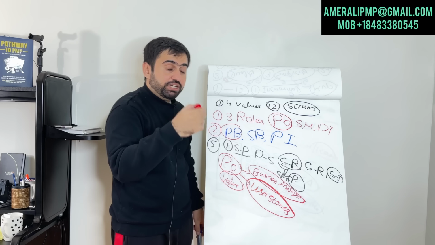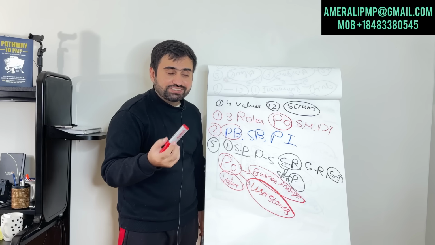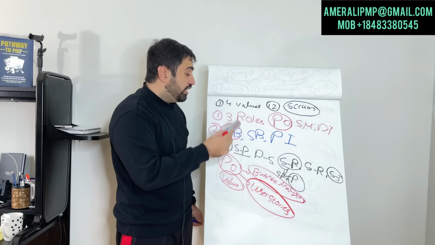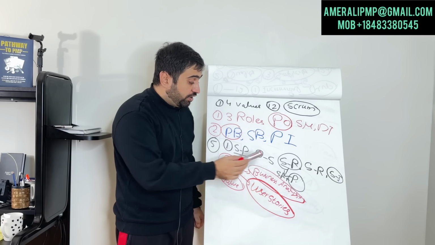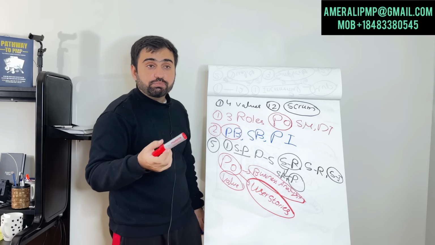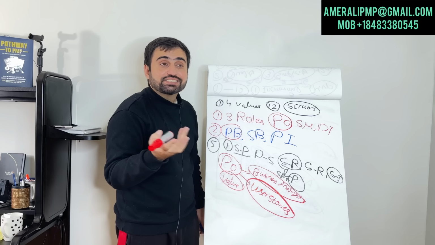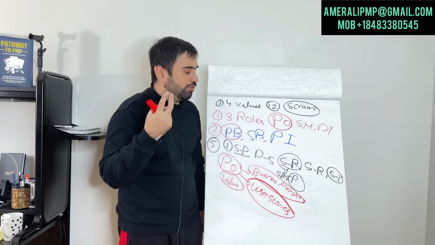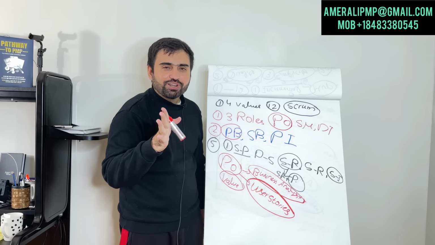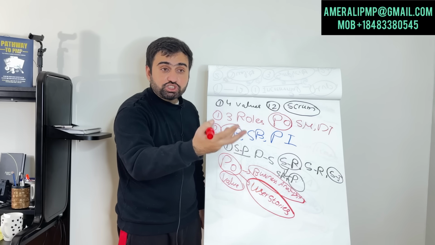Then we discussed that a sprint is 1 to 4 weeks, normally 2 weeks. Sprint planning, where from the product backlog we make the sprint backlog. Then daily stand up, 15 minutes, same time, same location, to discuss the progress: what you did yesterday, what you are going to do today, any roadblock or impediment. Sprint review, where we share the progress.